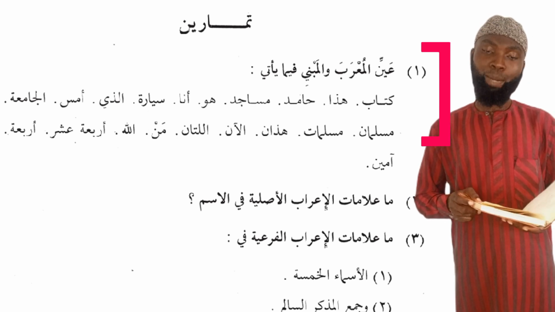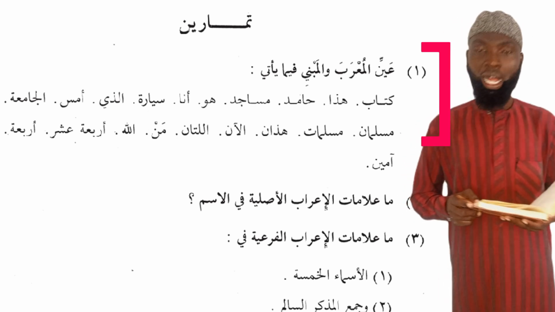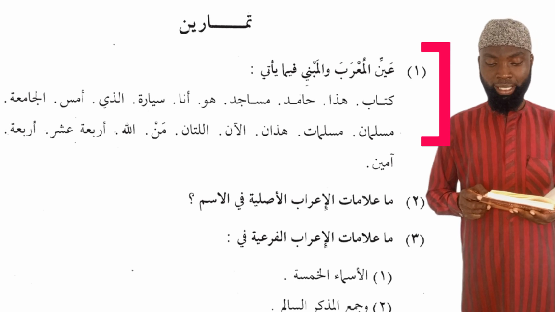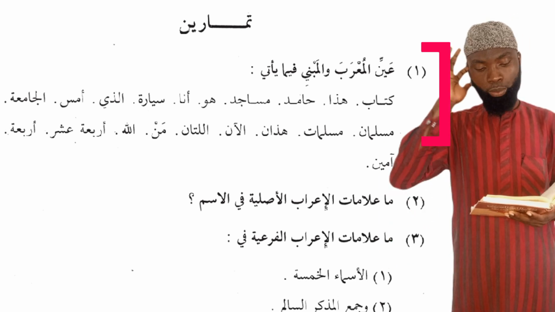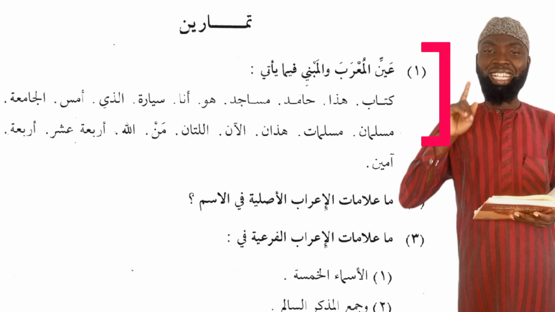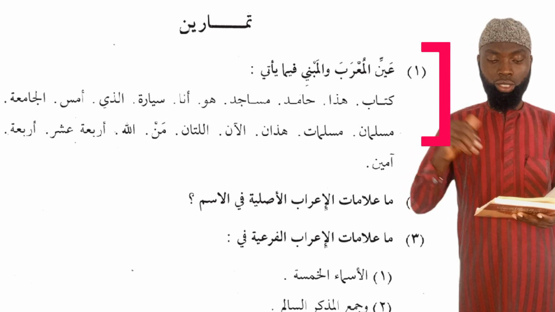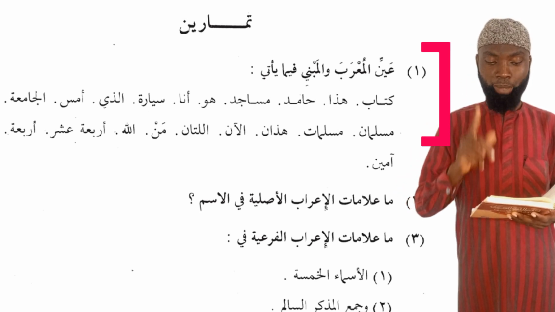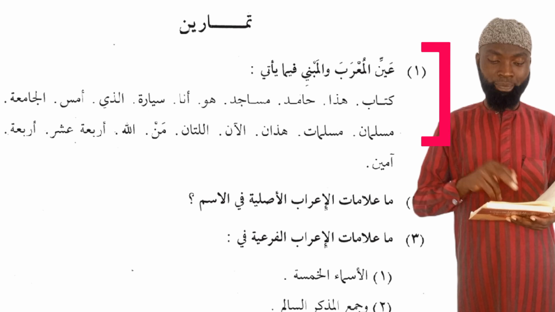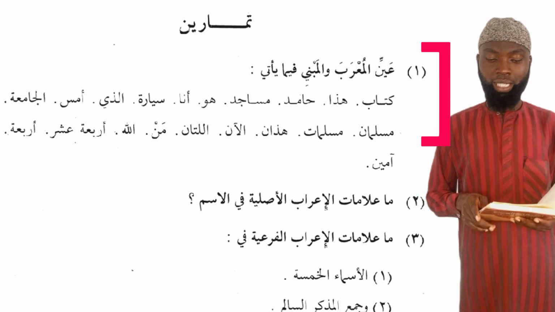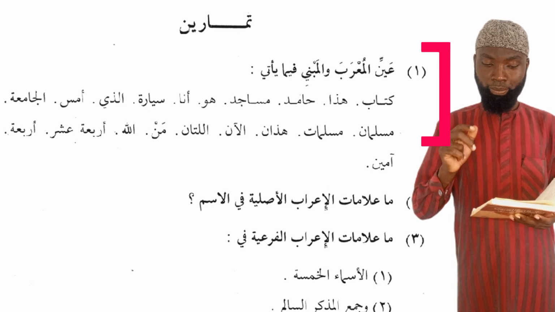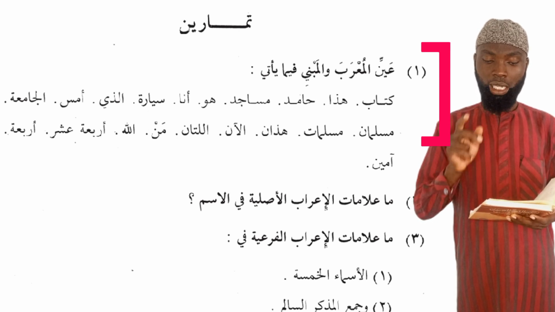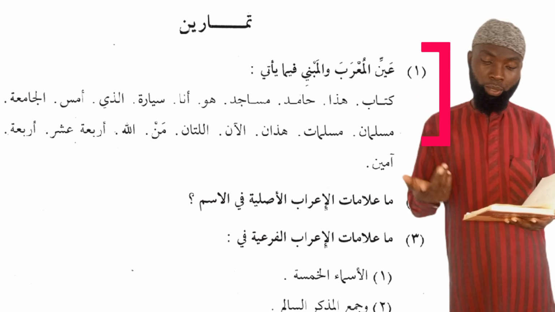The first word is kitabun. Kitabun is under al-mu'rab. Hadha is under al-mabni. Hamidun under al-mu'rab. Masajidu under al-mu'rab. Huwa under al-mabni. Ana under al-mabni. Sayyaratun under al-mu'rab. Alladhi under al-mabni. Amsi under al-mabni. Al-jami'atu, this is under al-mu'rab. The word muslimani, mu'rab.